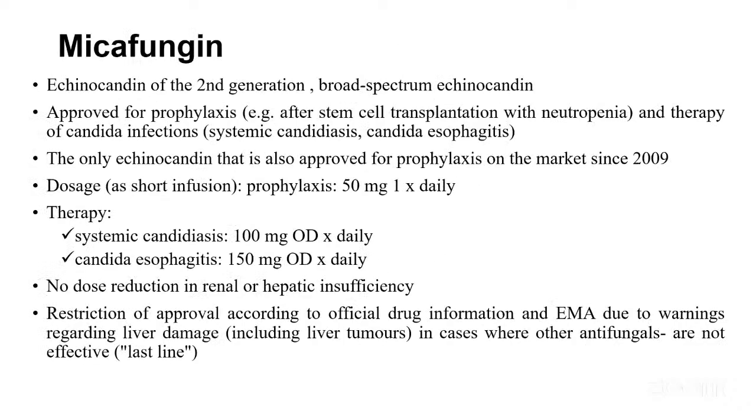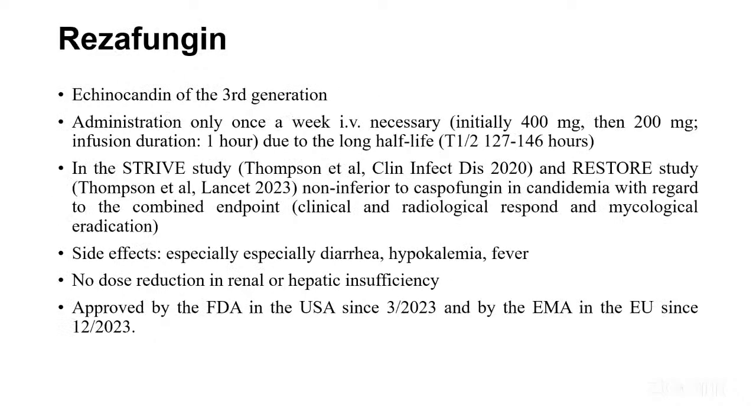Then micafungin. It is a second generation, broad-spectrum echinocandin approved for prophylaxis after stem cell transplantation, neutropenia, or systemic candidiasis and esophagitis. Only echinocandin which is approved for prophylaxis since 2019. Prophylactic dose is 50 mg daily. Therapeutic dose in systemic candidiasis is 100 mg OD daily, and in esophagitis 150 mg daily. No dose reduction in hepatic and renal insufficiency. Restriction of approval according to official drug information and EMA due to warning regarding liver damage, in case other antifungals are not effective.